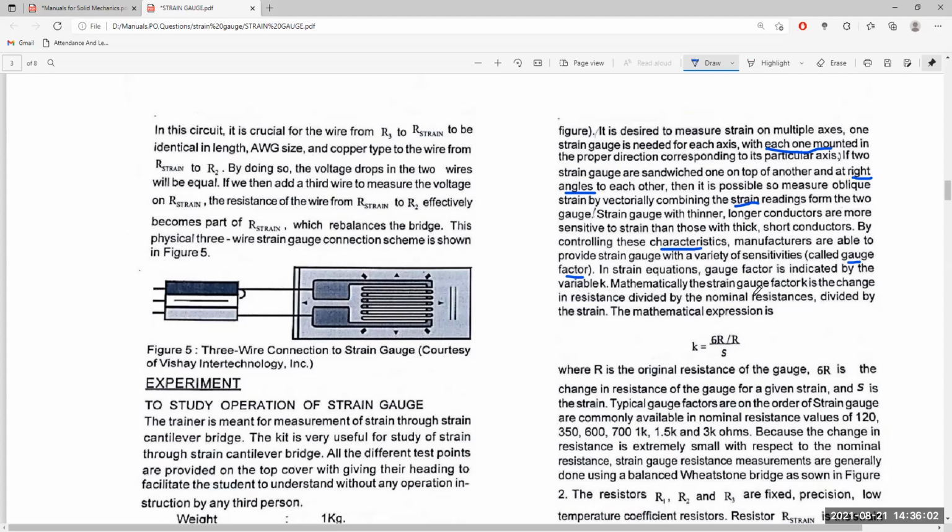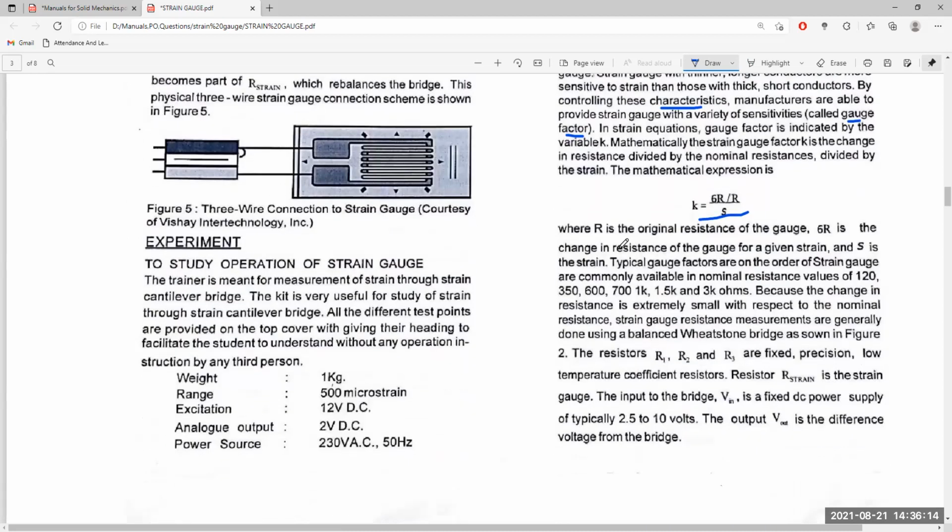Mathematically, gauge factor K is the fractional change in resistance divided by the strain. The mathematical expression is like this here, where R is the original resistance of the strain gauge, ΔR is the change in resistance of the gauge for a given strain, and ε is the strain itself.